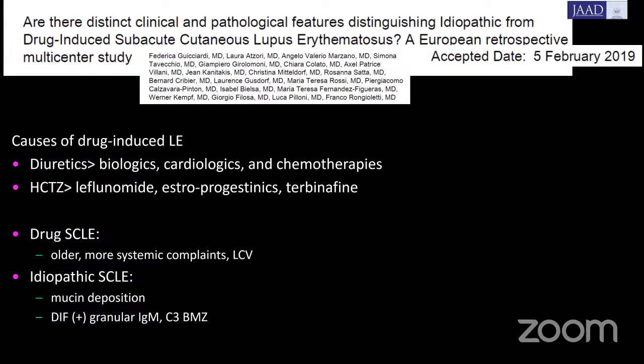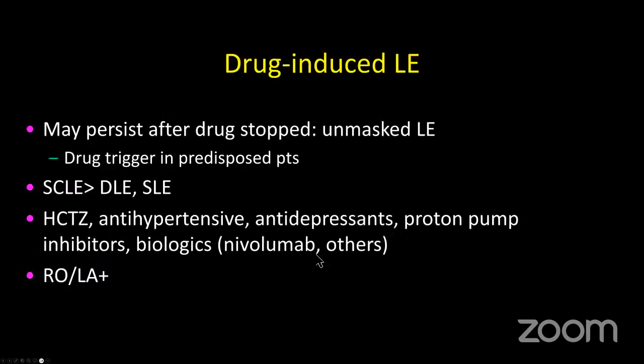Leukocytoclastic vasculitis was seen a little bit more in drug. These patients were older, had more systemic complaints. And with idiopathic, they tended to have more mucin. And then when DIF was done, they did find some typical basement membrane zone staining. So maybe DIF might be good in that situation. But in the end, I think it's still good to look to see if they have a drug trigger.